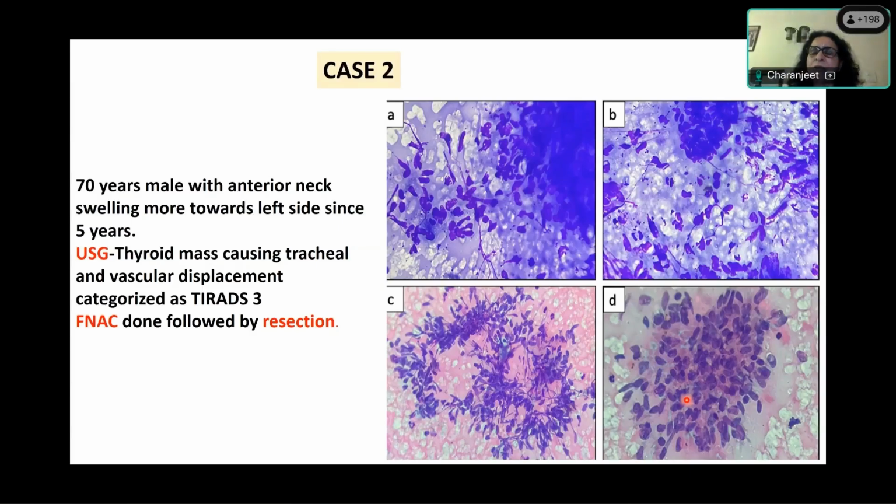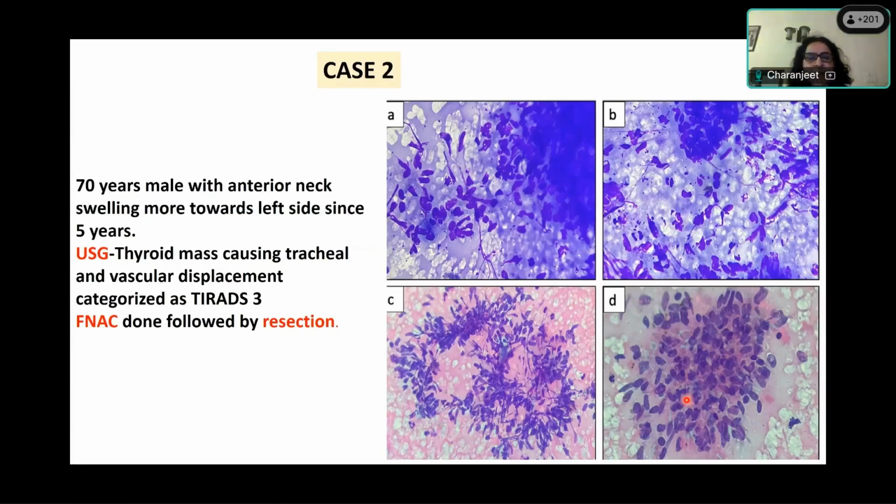Someone has also written synovial sarcoma. Yes, the monophasic synovial sarcoma, where you have predominantly spindle-shaped cells. Then you can think of other mesenchymal tumors also. Mesenchymal tumors can also occur in thyroid. Okay, so it's a spindle cell lesion.